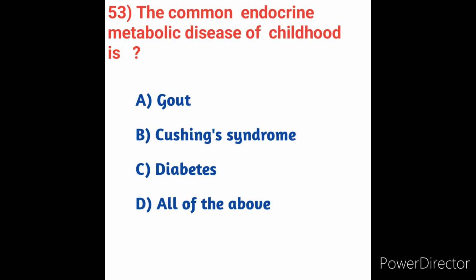Option A, gout. Gout is a common and complex form of arthritis, so gout will not come as an endocrine metabolic disease in children. Next, what is Cushing syndrome? Cushing syndrome, also called hypercortisolism, is a condition that occurs from exposure to high cortisol levels for a long time. So option B is also not correct. Option D, all of the above, is also wrong. So option C, diabetes, is the correct answer.